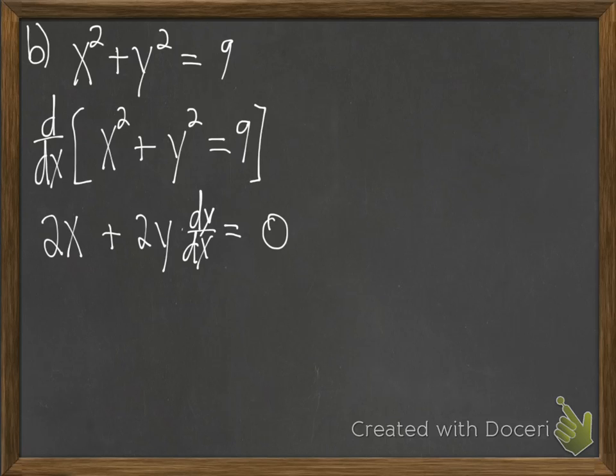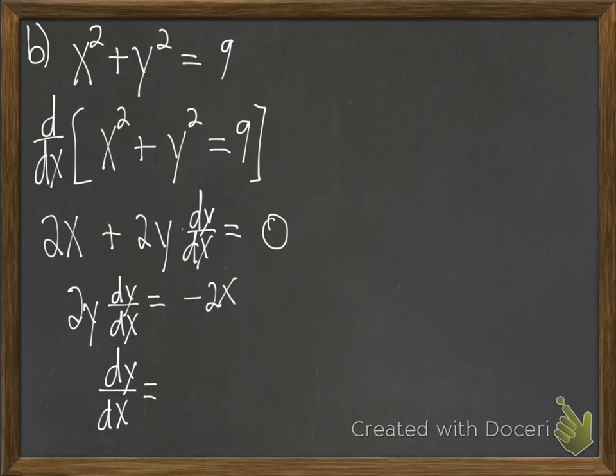And then we want to solve for dy/dx. So subtract 2x from both sides. And then we can divide by 2y. And we get negative x over y. So here dy/dx is defined in terms of both x and y.